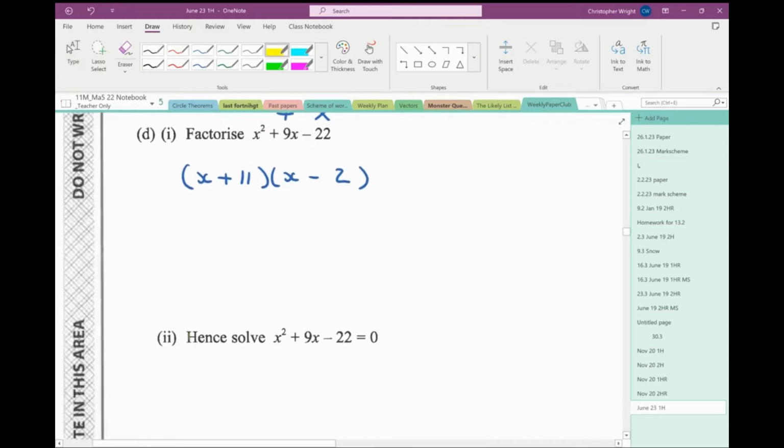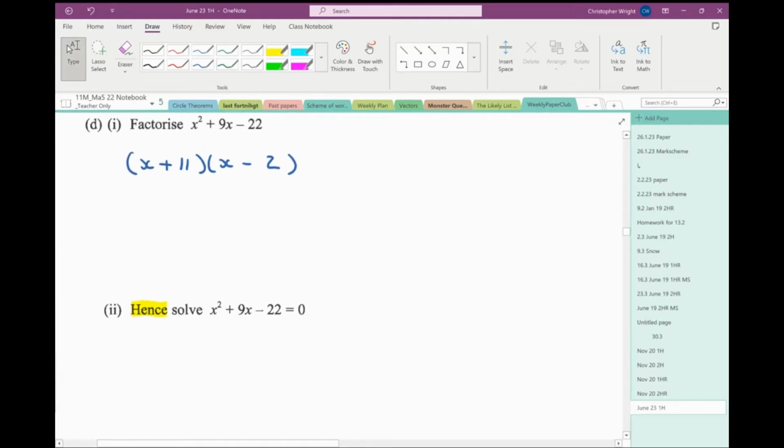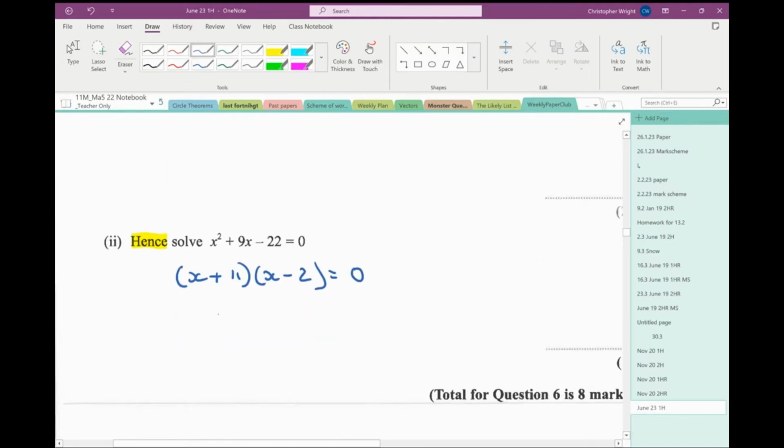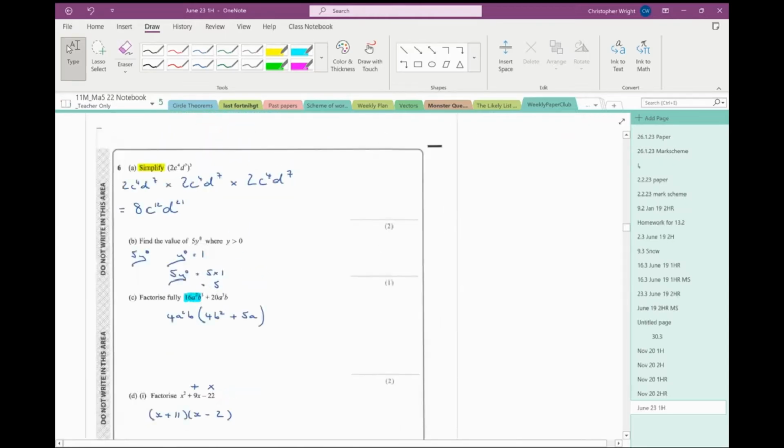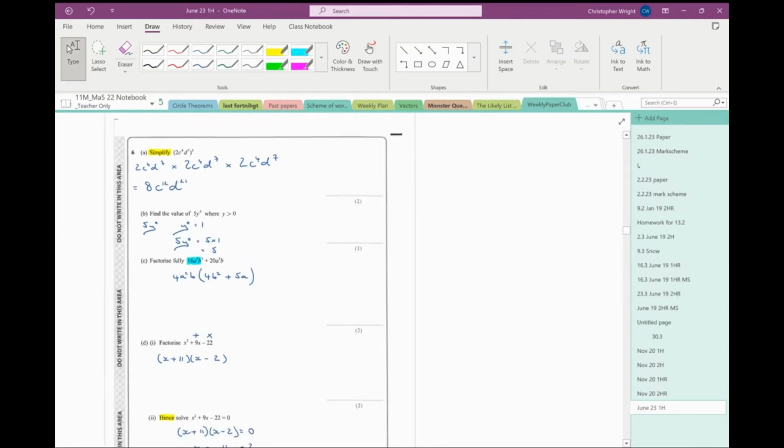Hence, so use that answer, solve this quadratic equation. Well, you know to solve a quadratic equation, set it equal to 0. It's already set equal to 0, isn't it? So factorise the left-hand side. Well, I've already done that. So my two answers are x equals minus 11 or 2. And that is question number 6 complete.